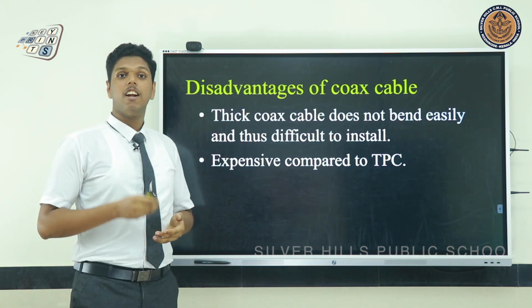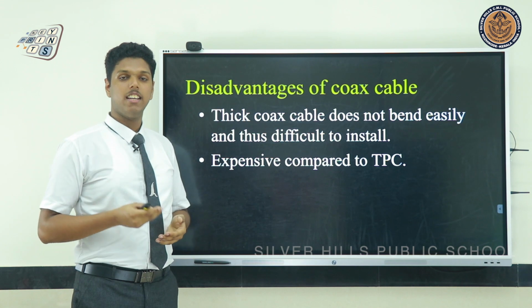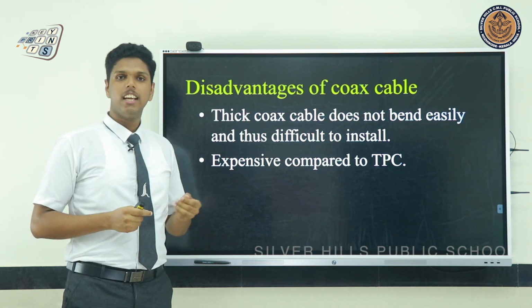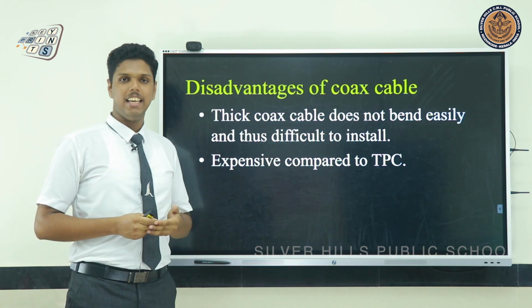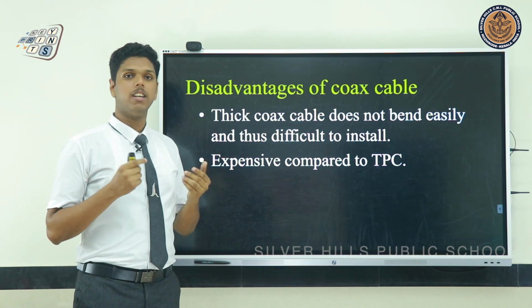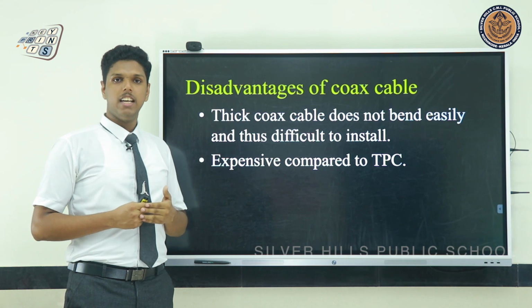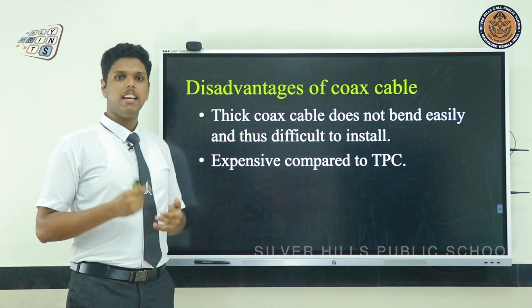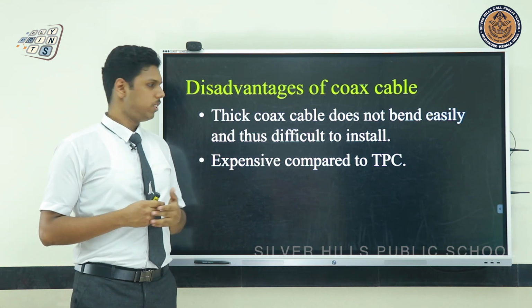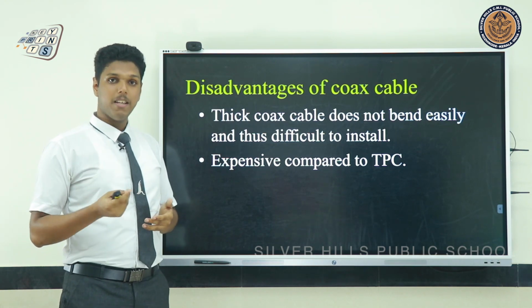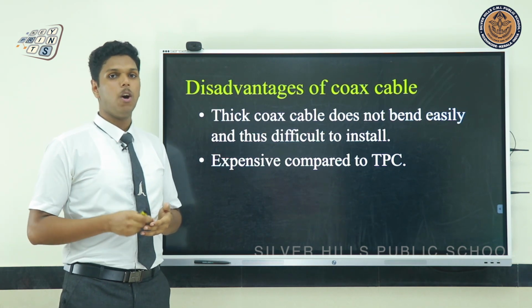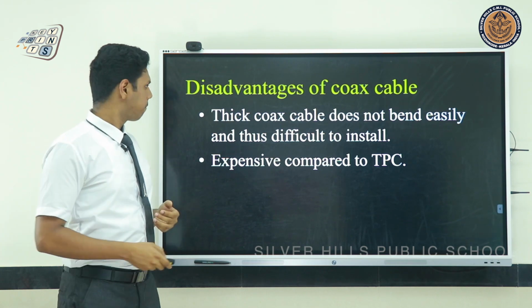And again, there are a few disadvantages associated with coax cable. Thick coax cable does not bend easily, and it is a bit difficult to connect to a terminating block. Since they do have this braided metal shield, it makes them a little inconvenient for handling outdoors. And they are expensive compared to TPC or twisted pair cable.